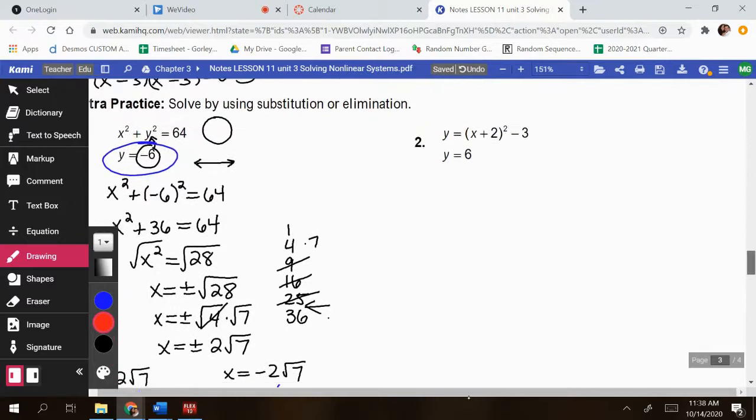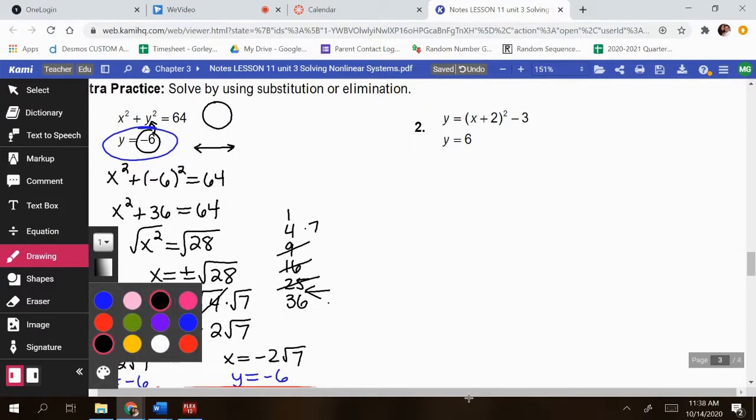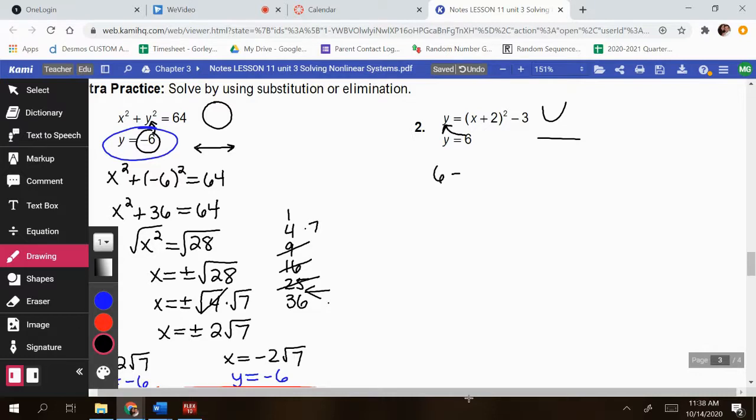Now let's go over here. Right here we've got a parabola and, again, a horizontal line. So let's find out their intersection. I'm going to plug in 6 for y. I'm going to solve for x. So in order to do that, I'm going to add 3 on both sides. We get 9 equals x plus 2 squared, right?